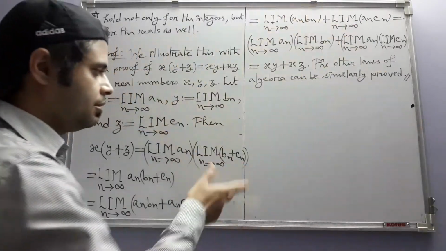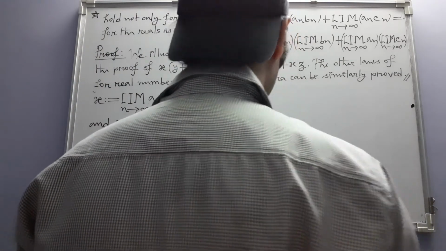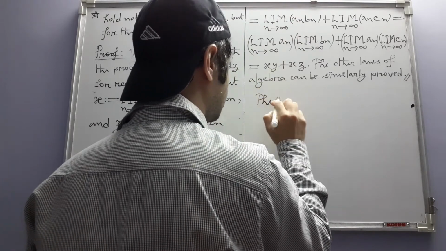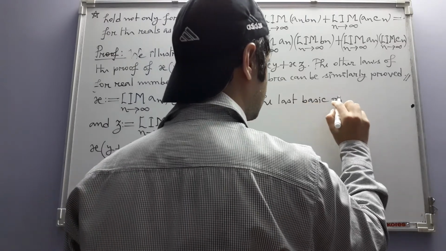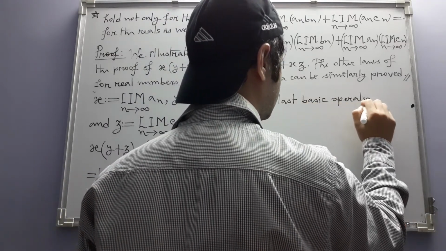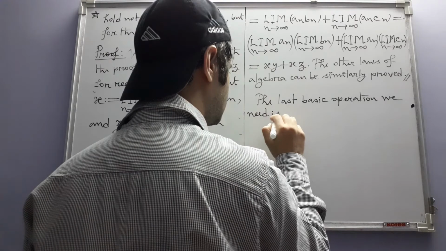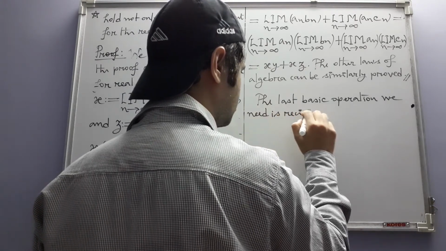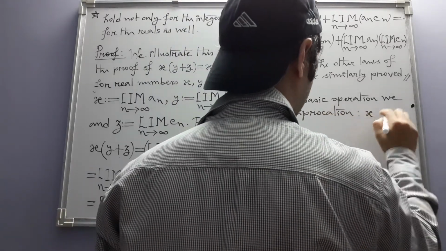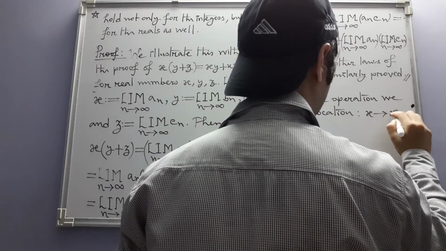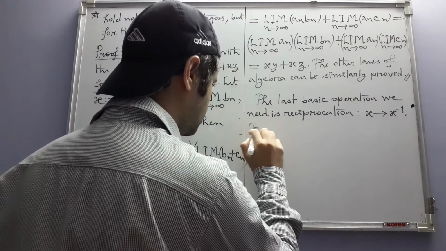With these things we have seen the simplicity of the system. Let us now look at its complexity. So the last basic operation we need is reciprocation. This one is a bit more subtle.